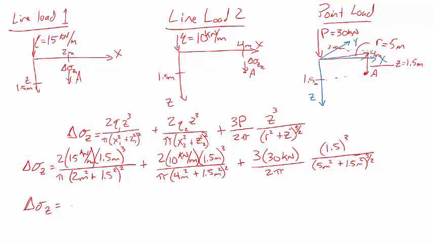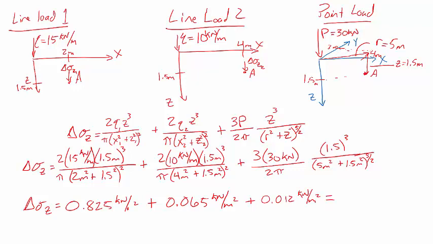You go and put this in your calculator too. Make sure I'm right. I get about 0.825 kilonewtons per square meter plus 0.065 kilonewtons per square meter plus 0.012 kilonewtons per square meter. Add those up, you get 0.902 kilonewtons per meter squared.